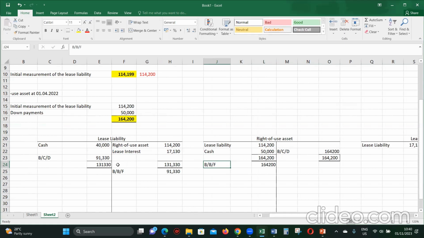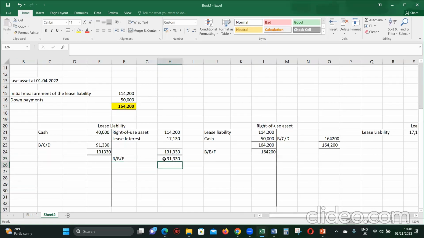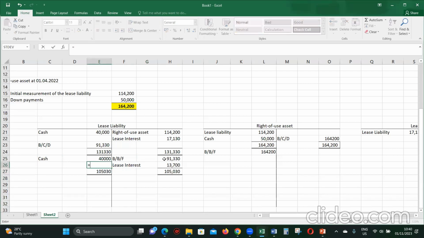In the second year also you can continue the same thing. Let's do the second year as well. Now in the second year, your lease liability is this. Now you need to compute lease interest. Lease interest is 15%, you take 15% here. And you need to pay your lease rentals, that is 40,000. Then again take the total, 105,030. This is balance carried down, and balance brought forward is 65,030.